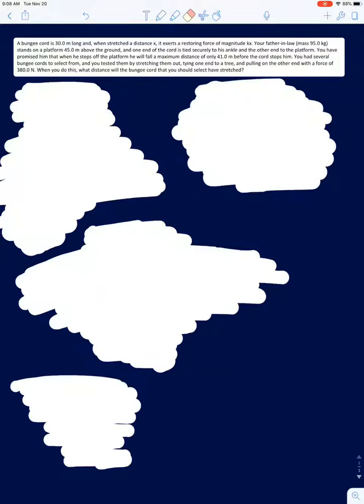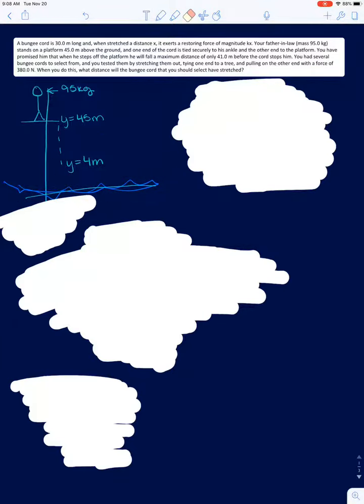Today I'm going to talk about a problem from the book that first gave me a lot of trouble. But if you take it one step at a time, it's not that bad. So I'm going to skip reading the question. It takes too long. So first we're going to draw a diagram here of all the values we're given.